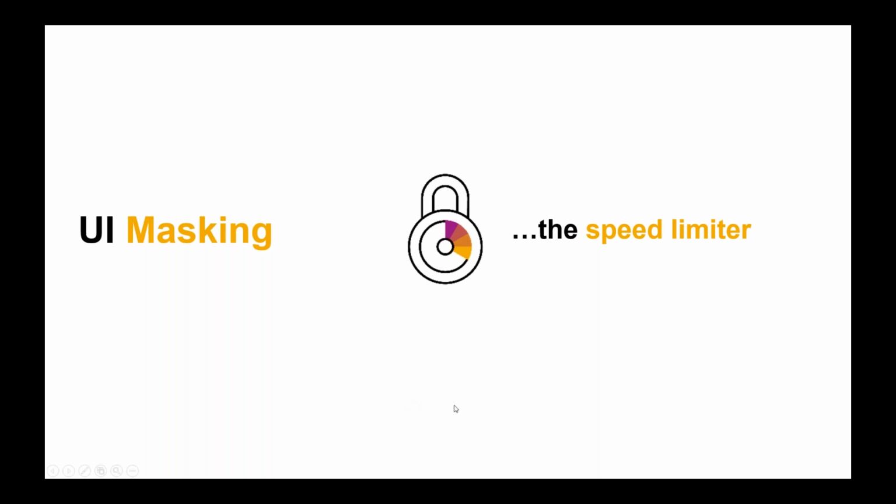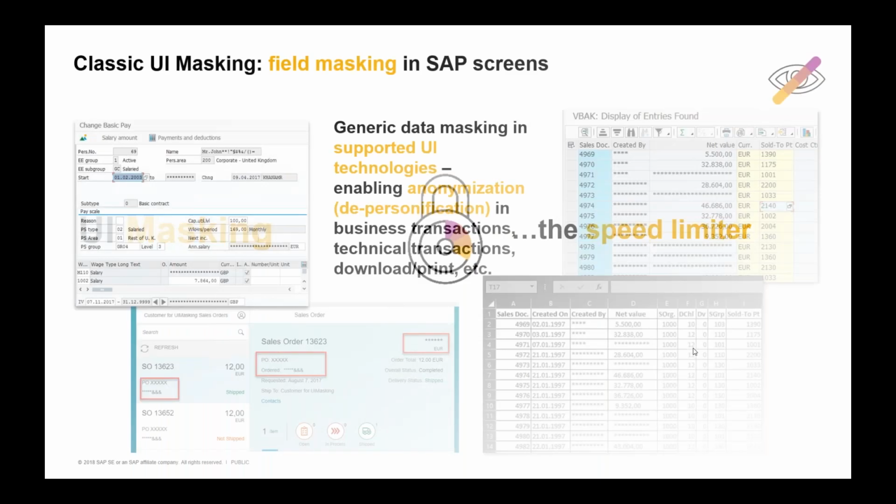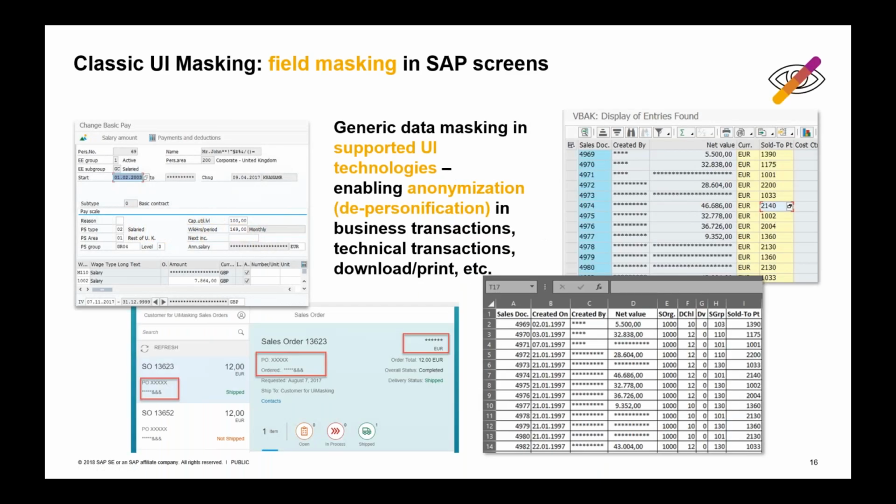Now, when we talk about UI masking, usually a picture says more than 1,000 words. Basically, you're looking at standard SAP screens, GUI screens, Fiori screens, table display in SAP GUI, and the output from a table display. And we have simply marked and configured a couple of fields to mask. So we can achieve masking in basically almost every field.